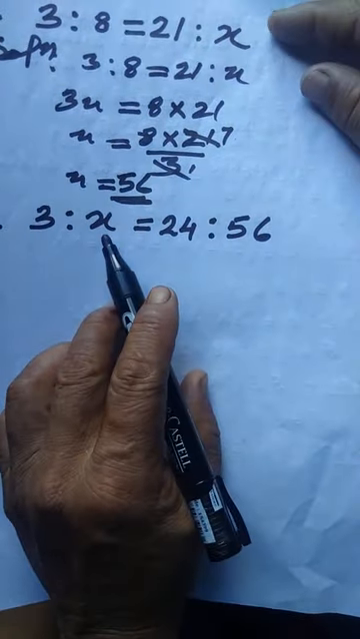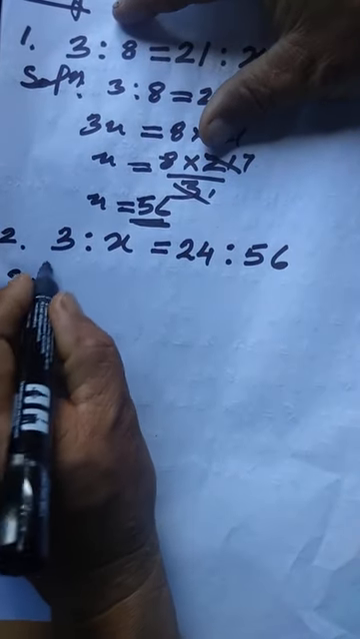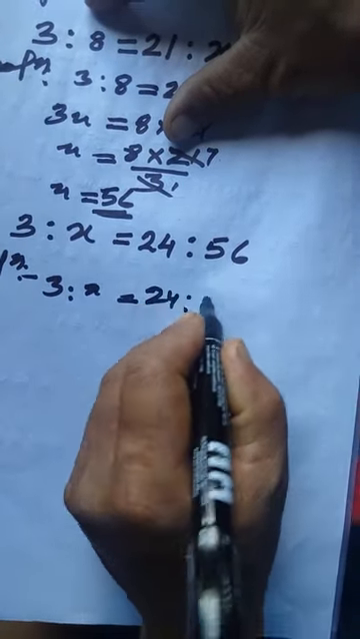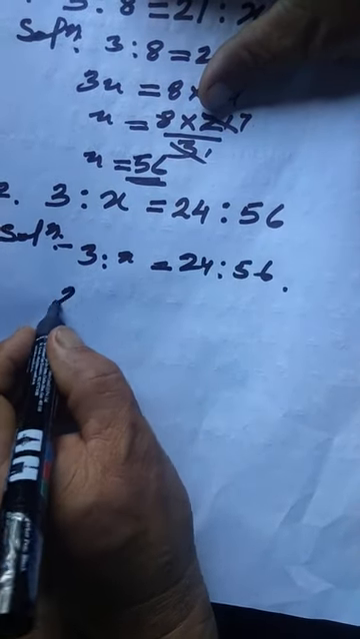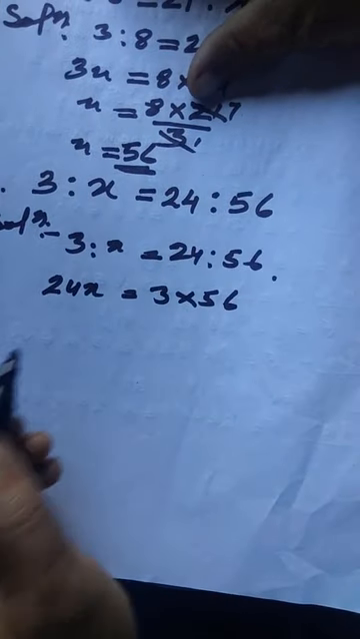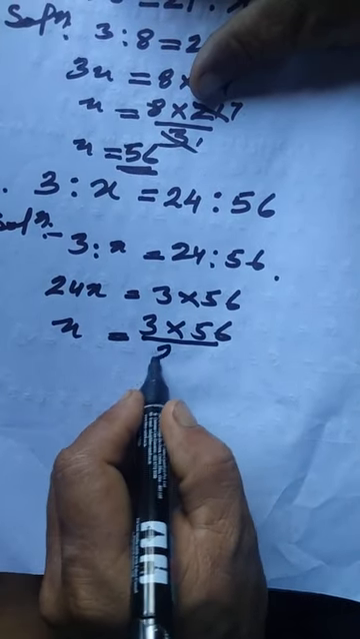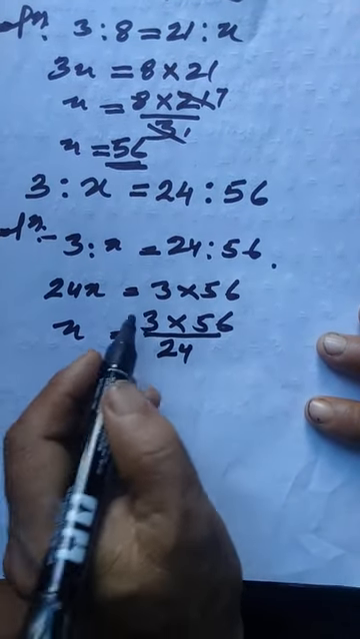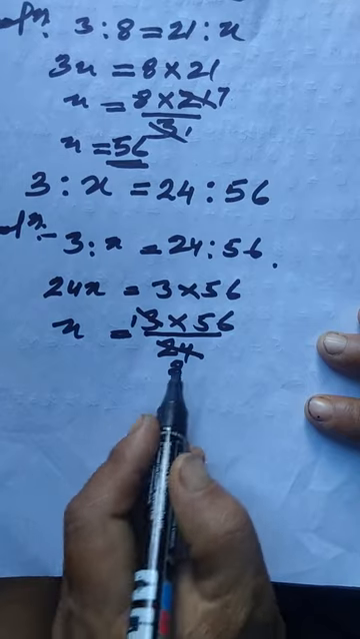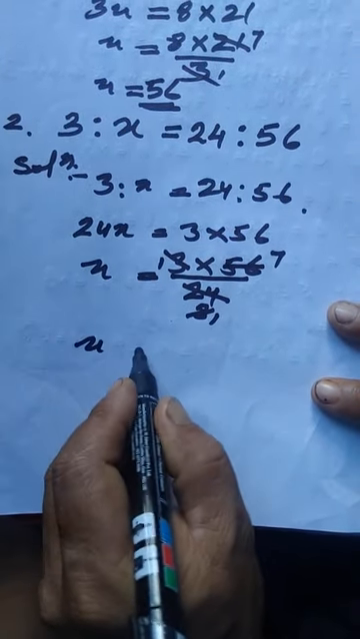Next, the x value. The solution: 3 is to x equal to 24 is to 56. So 24x equal to 3 multiplied by 56. x equal to 3 multiplied by 56 divided by 24. Now we can reduce. 3 here and here reduce: 3 ones are 3, 3 eights are 24. 8 and 56 divide: 8 ones are 8, 8 sevens are 56. Next, x is equal to 7.